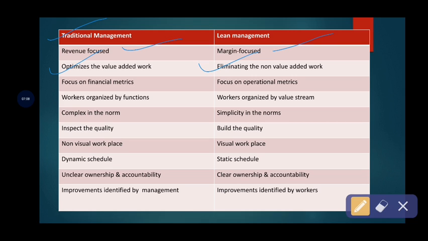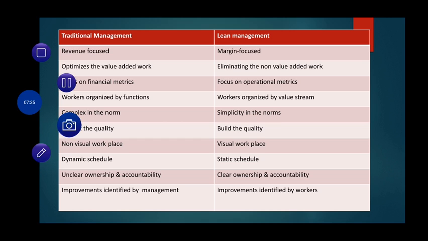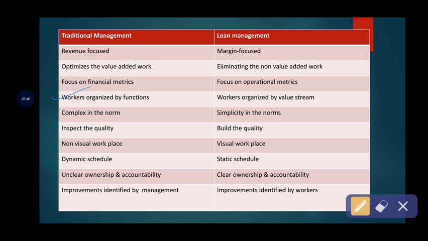So, another difference is that traditional management focuses on the financial metrics, but the lean cost management focuses on the operational metrics, because in order to improve the productivity of the business organization and also manufacture the product or provide the services according to the taste and preferences or according to the customer perspective. Here, under traditional management, it is focused on the organized function.